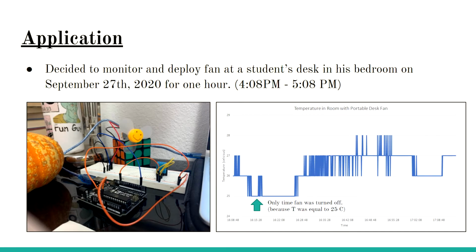Now for the application. We decided to monitor and deploy the fan at a student's desk for 1 hour. By doing this, we could see if the fan had any effect on cooling down a room for a student doing homework. It turns out the fan turning on has no correlation with the temperature of the room at all. We can see from the data that even though the fan was on for around 15 minutes, the temperature still increased from 27 degrees Celsius to 28 degrees.